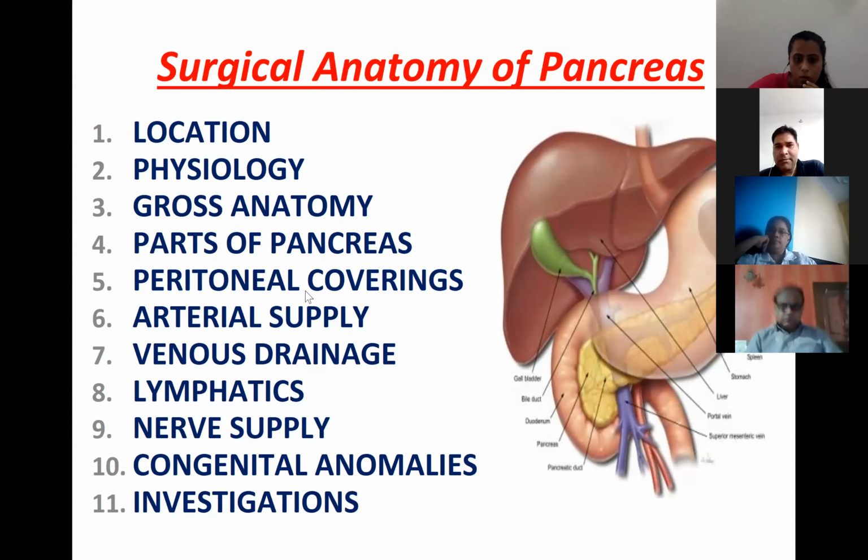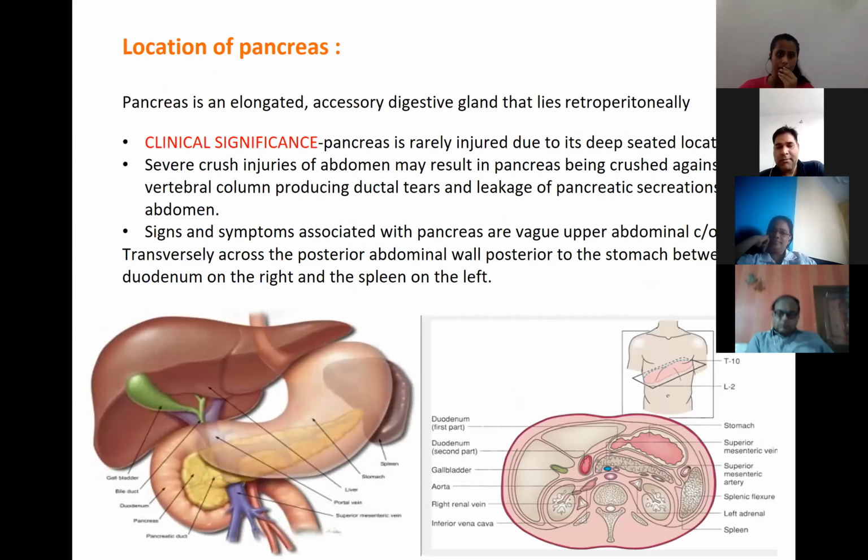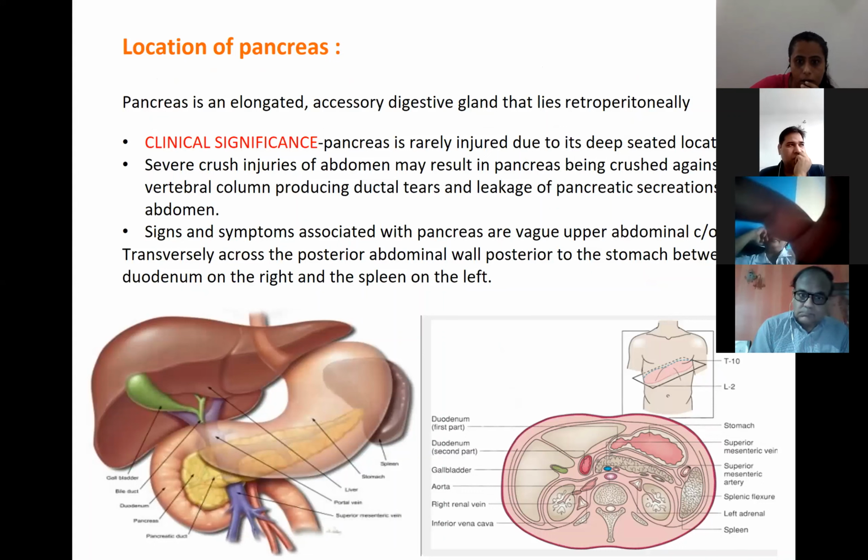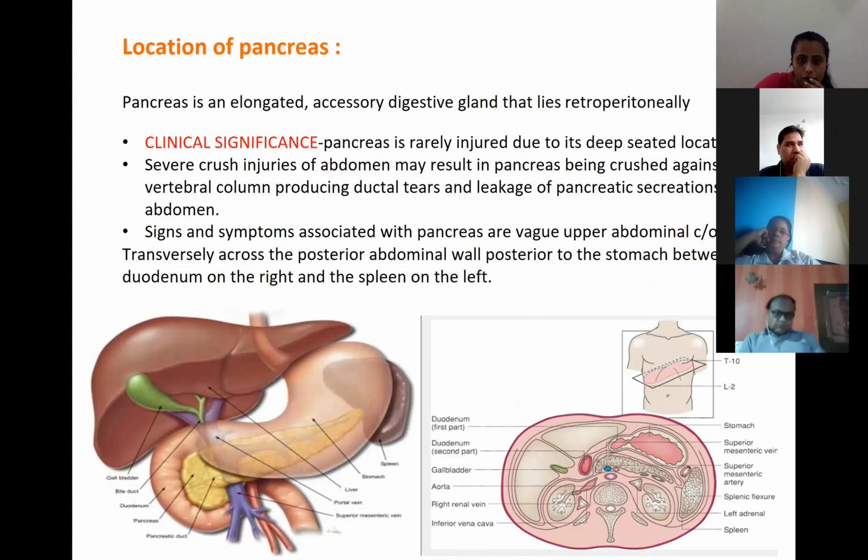Okay, sir. Yes. So location of pancreas: it is an elongated accessory digestive gland which lies retroperitoneally. Clinical significance is that because it is a deep-seated structure, it is rarely injured, but when it is injured, it may be crushed against the vertebral column, producing ductal tears and leakage of the pancreatic secretions. Signs and symptoms associated with pancreatic injury are usually vague abdominal complaints.